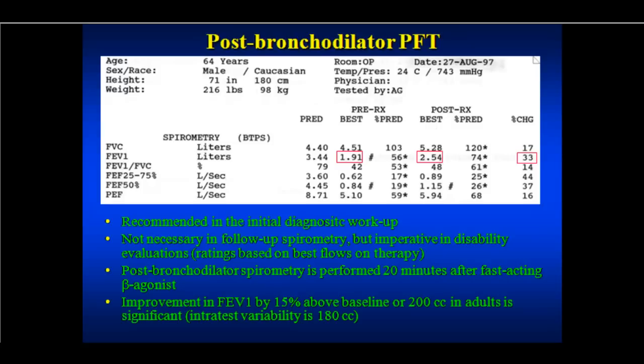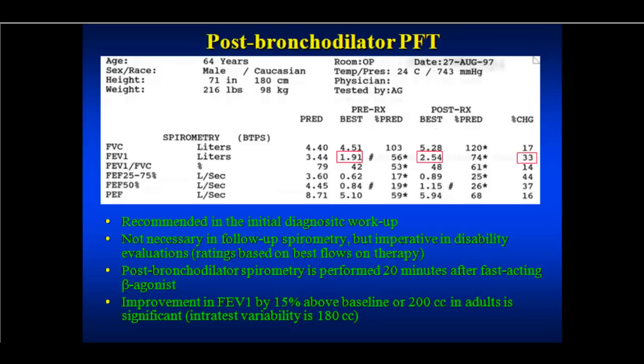People have looked at, does a positive test dictate a specific regimen? No, it does not. Also, this test has a 20% false negative rate, meaning that someone who might otherwise respond to bronchodilator is not going to respond on that particular day in that particular setting.